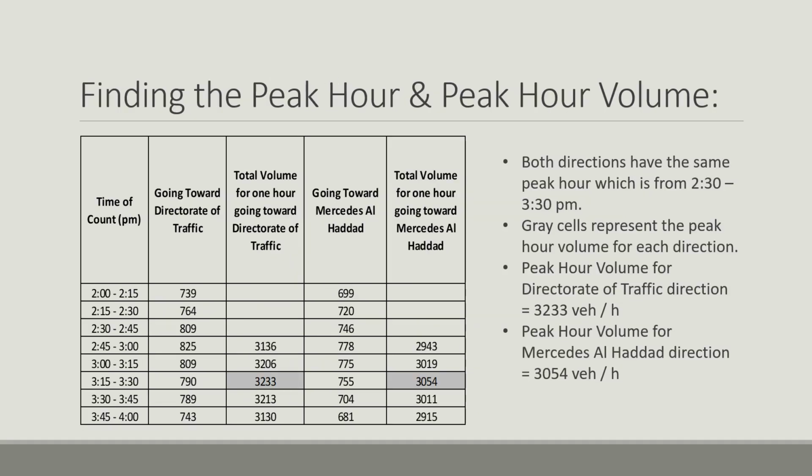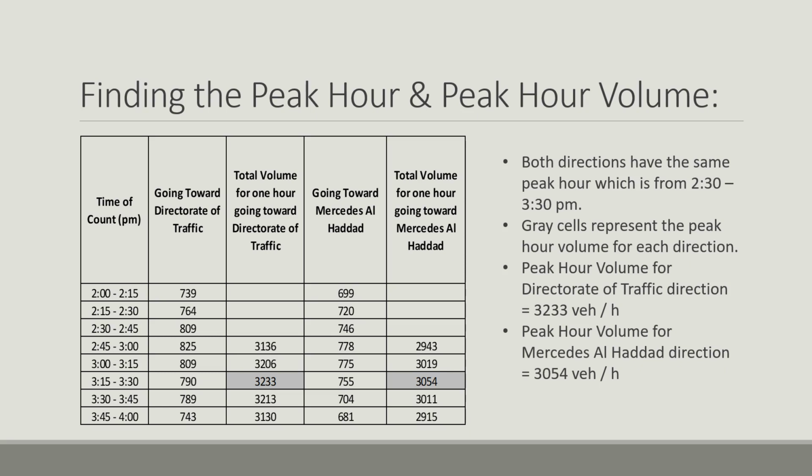As we have seen in the previous table, we have the data for 2 hours. So we need to find the exact peak hour. And this is done by finding the volumes for all possible 1-hour durations. For example, the first 1-hour volume is from 2 to 3 p.m., and that's found by adding the flows from 2 to 3. So 739 plus 764 plus 809 plus 825. That will give us 3136 vehicles per hour. The same procedure is done for the rest of the values for both directions.